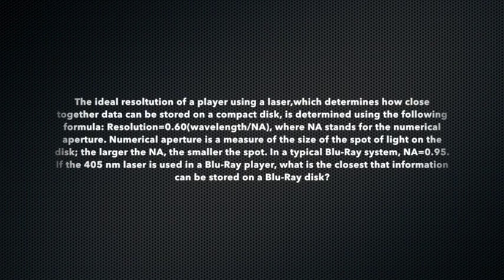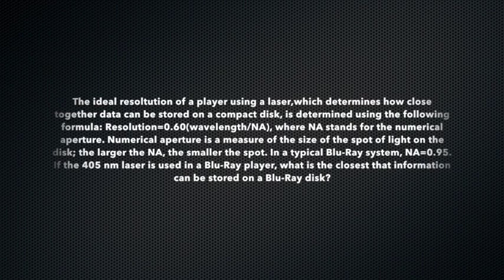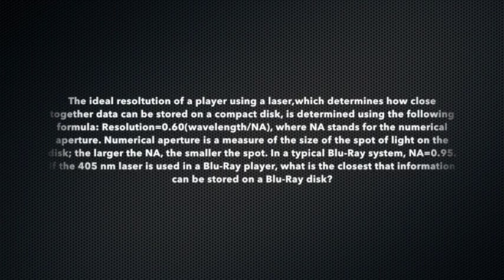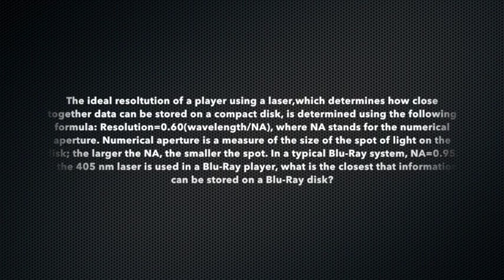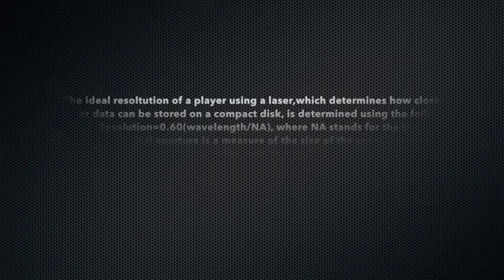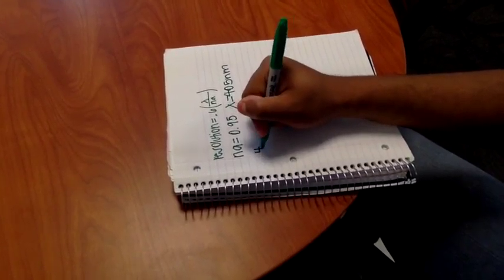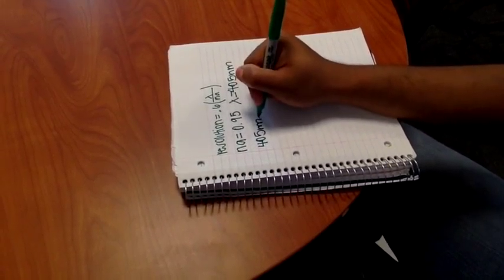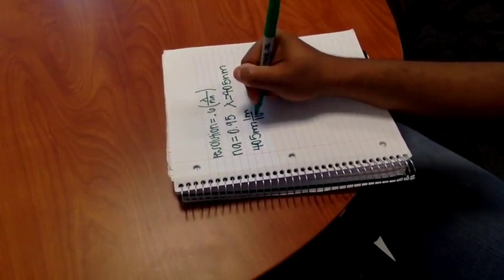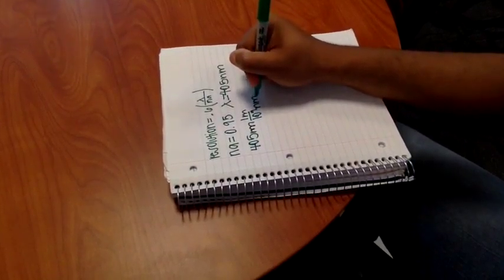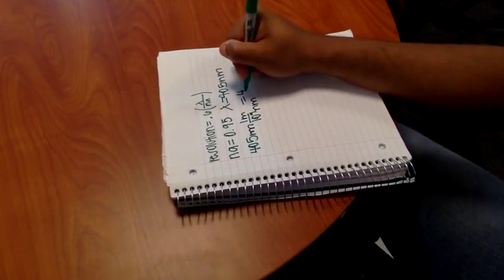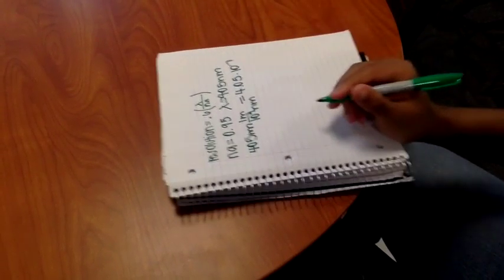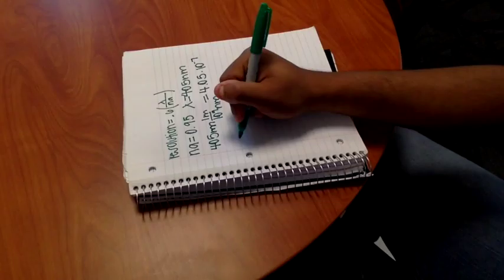In part C of the problem, the question gives us a formula to use to solve for the resolution of a player using a laser. This formula is 0.6 multiplied by the quotient of the wavelength divided by the numerical aperture, which is the size of the spot of light on the disk. Using the formula given and dimensional analysis, we can solve this problem. We begin by converting 405 nanometers to meters. We do this by taking 405 nanometers and multiplying by 1 meter over 10 to the 9th nanometers to get a value of 4.05 times 10 to the negative 7th meters.